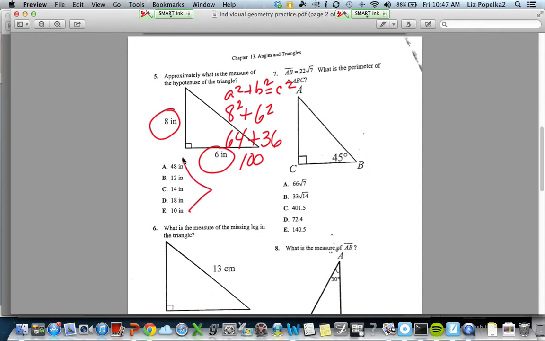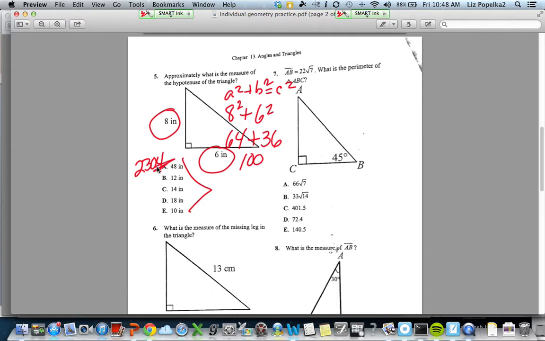That means that the correct answer, the length of this hypotenuse, is going to be whichever one of these I get, that if I put it to the second power, it gives me 100. So if I put 48 to the second power in my calculator, that's option A. If I do that, that's going to give me 2,304, which is clearly way too big because I'm only looking for it to be 100.